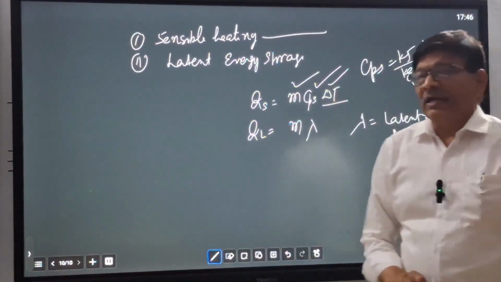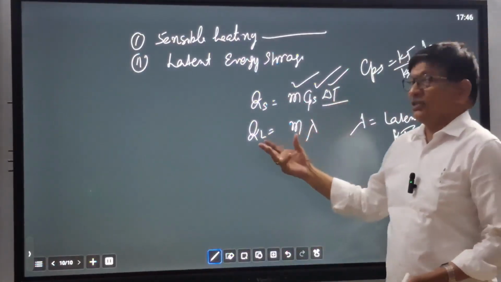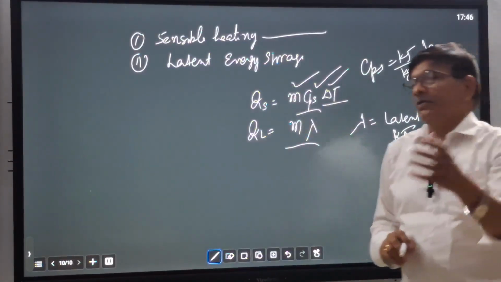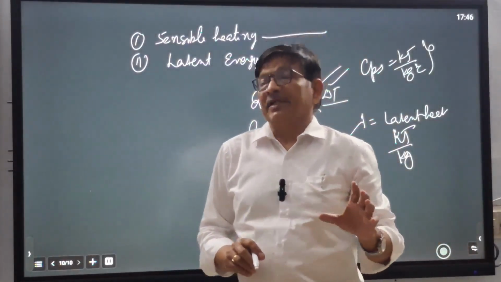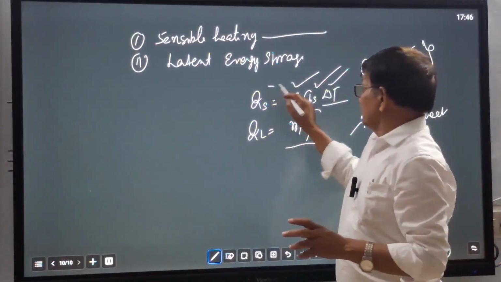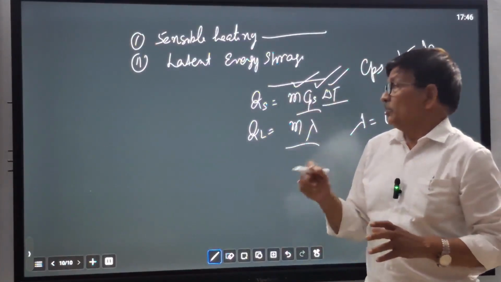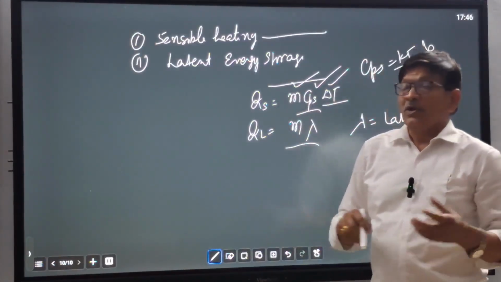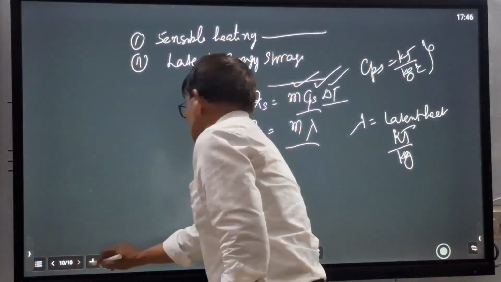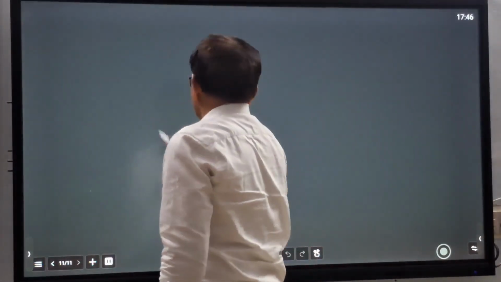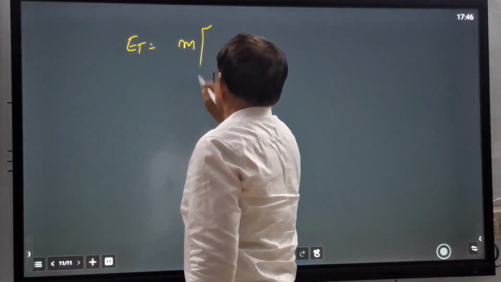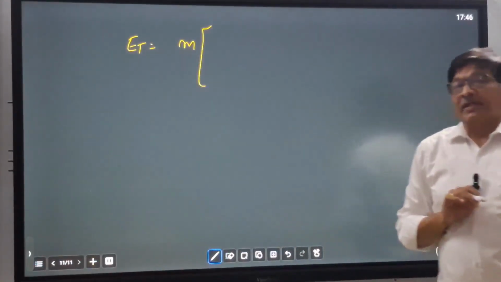So energy can be stored in these materials in two forms: sensible heating and latent heating. Latent heating energy storage systems also store energy in sensible heating. So we can define a formula for how total energy is stored in sensible and latent heating. This is a very important formula: total energy stored equals m, where m is common because the mass of the storage material is given.